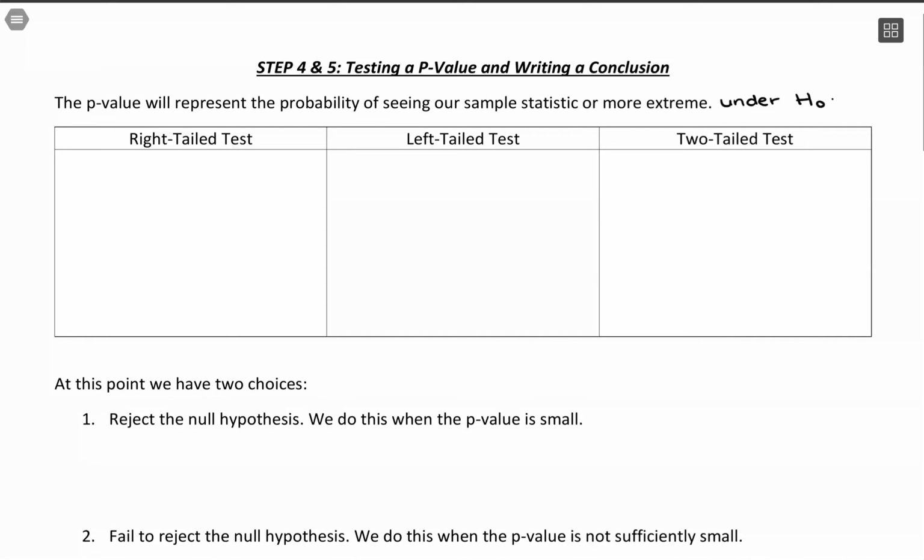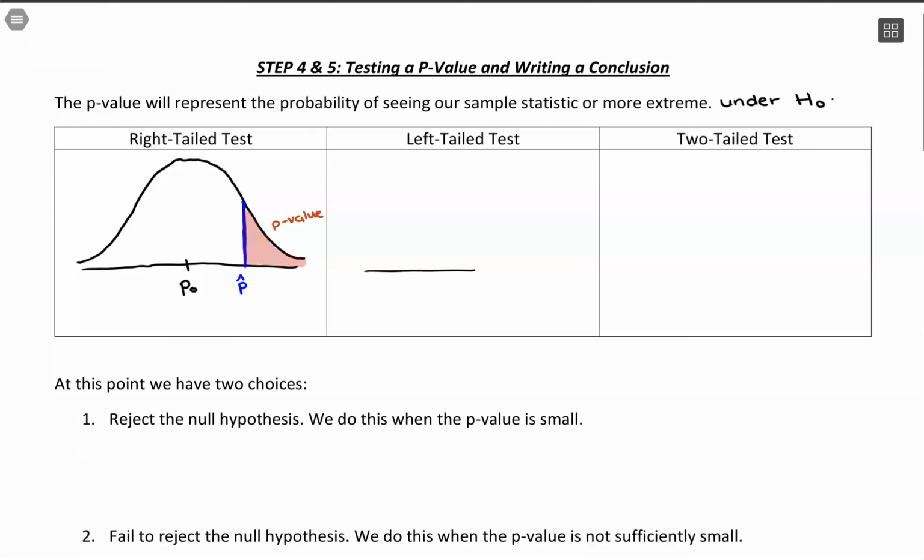So again, with the right-tailed test, to find our p-value, we'd build our sampling distribution all around that proportion from our null hypothesis, and then our sample statistic should land somewhere on the right-hand side. And so to find the p-value, you're going to find this area in the right tail. So the p-value as a probability will be the area under the curve to the right-hand side.